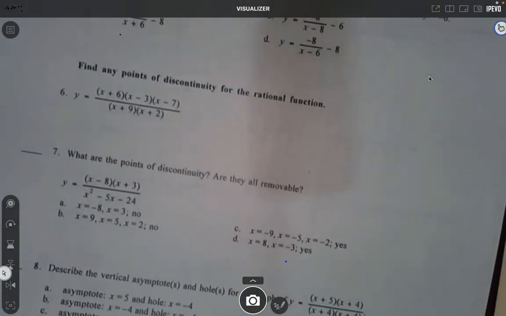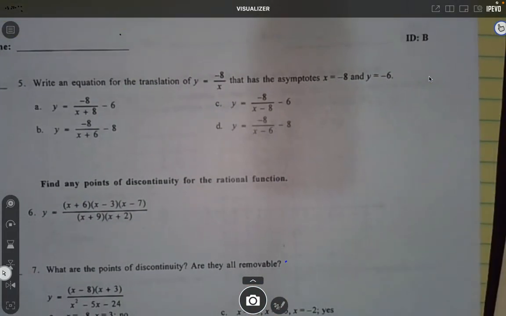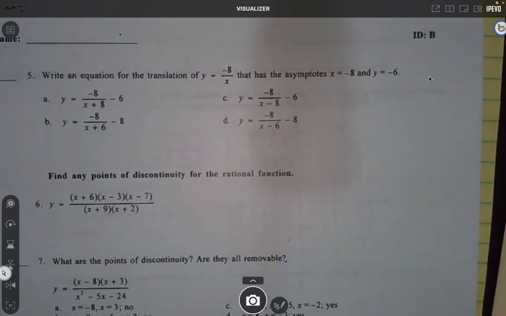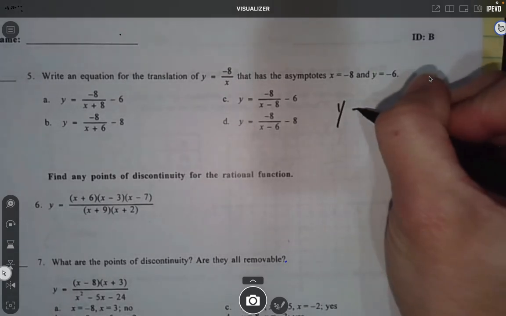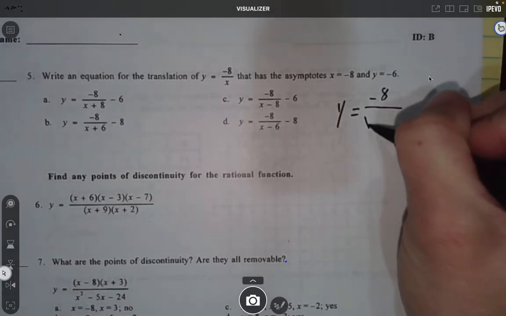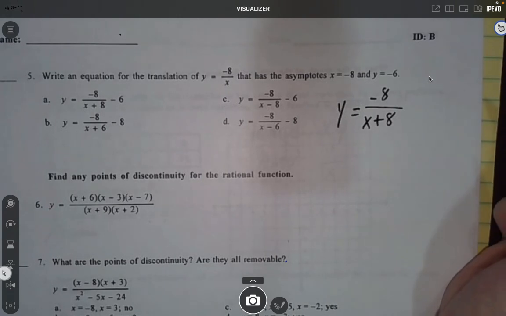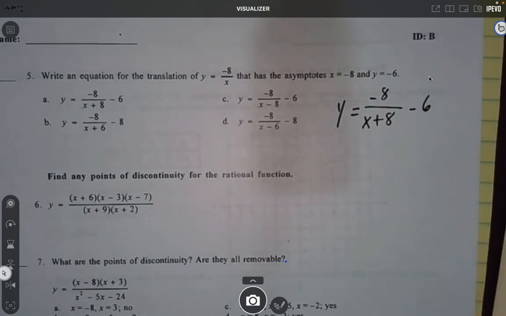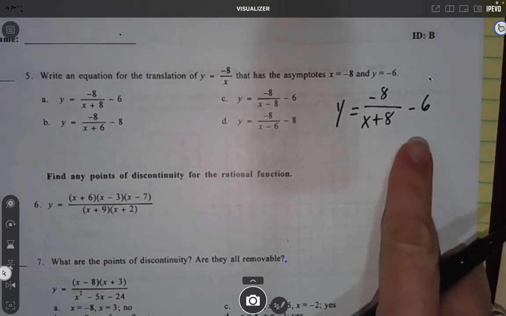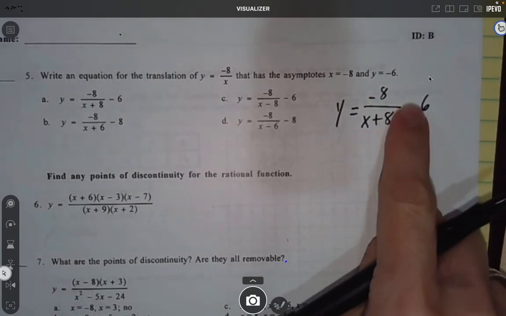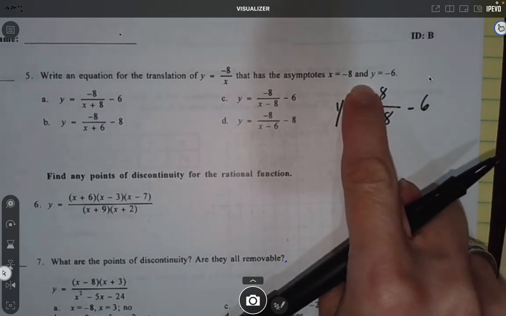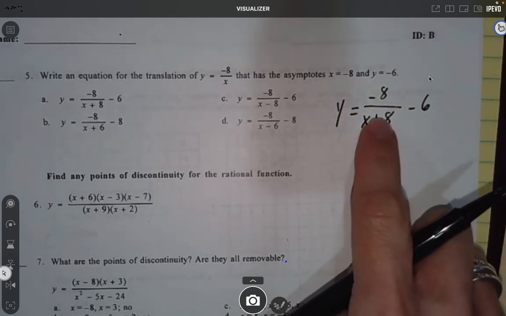Okay. Number 5, it says our asymptote is negative 8, negative 6. So for the x, you remember it's the opposite, right? So it's going to be x plus 8. And then for your y, at negative 6, down 6. Remember the y is exactly what you would think. So you put minus 6 out here. And the x actually goes to negative 8. So it's backwards from what you think.